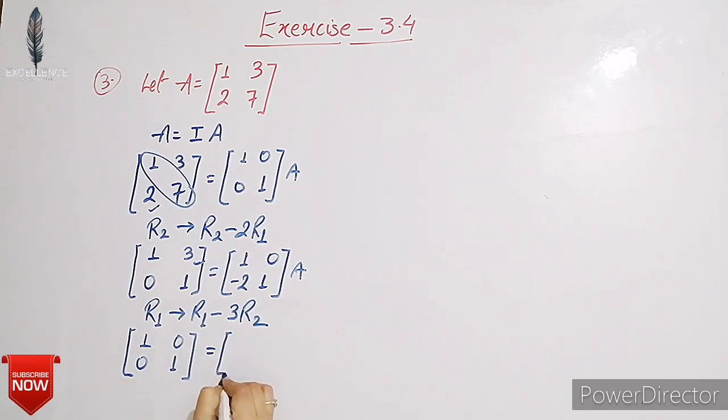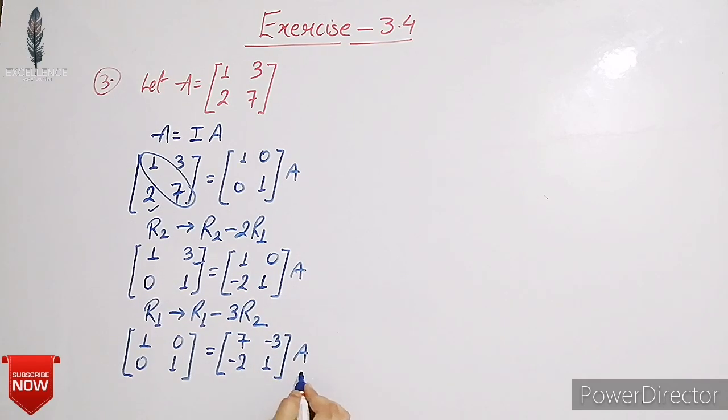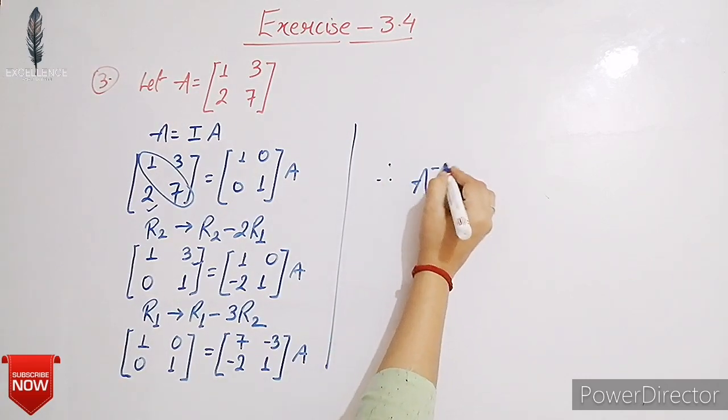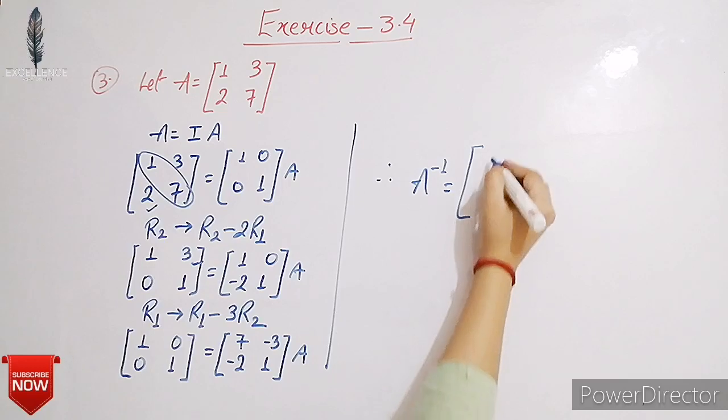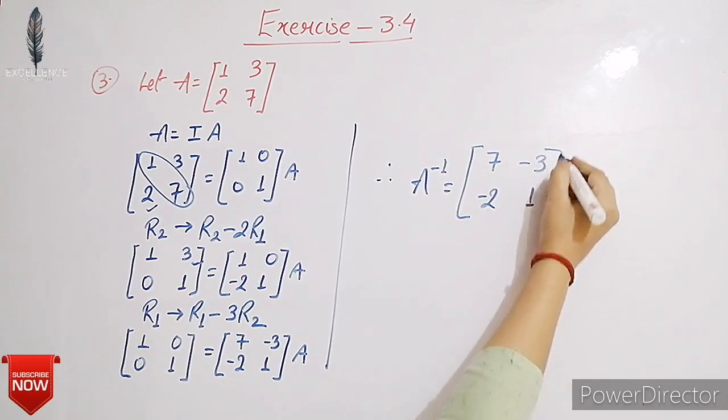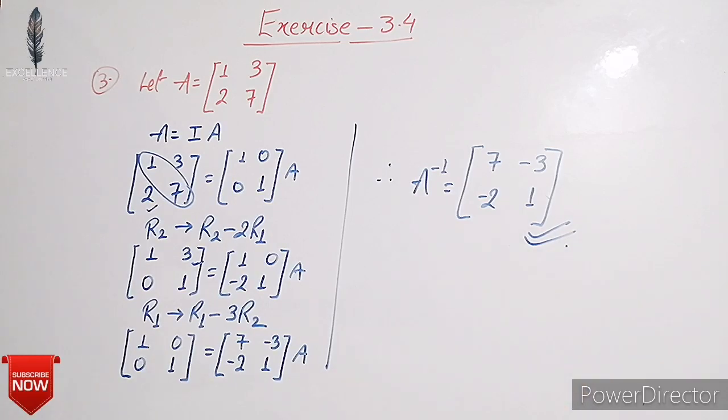Clearly 3 minus 3 is 0. And here we have R2 is same, -2 1, and R1 becomes 7 and it is -3 A. So clearly we have A inverse is equal to 7 -3 -2 1. Okay, clear?